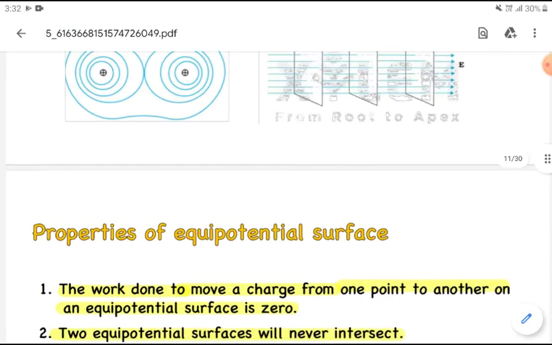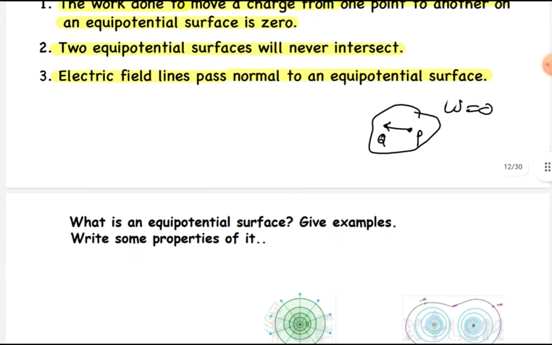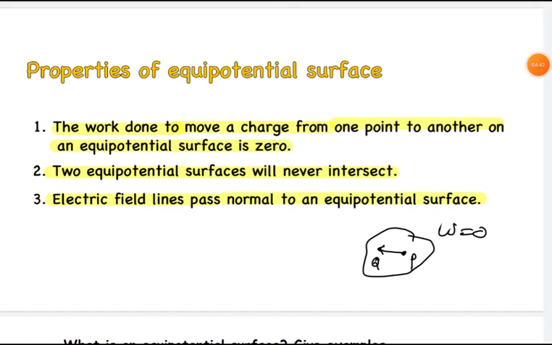So I will repeat all those properties. The work done to move a charge from one point to another on an equipotential surface is 0. So the work done is equal to 0 on an equipotential surface. And the second point is that equipotential surfaces will never intersect. Third one, the electric field lines pass normal to the equipotential surface.